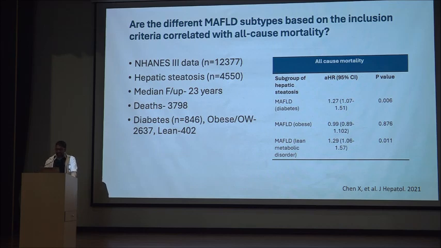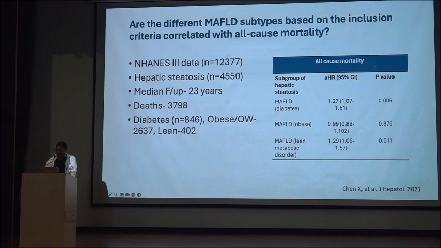So MAFLD itself is a spectrum and it has 3 subtypes. So is MAFLD itself homogeneous as far as the risk for development of future liver-related events is concerned, or is there any difference? This was answered by the National Health and Nutrition Examination Survey data of around 12,000 patients, where hepatic liver fat was seen in up to 4,500 patients, with median follow-up of 23 years. Among these patients, diabetes was seen in 846 patients, obese or overweight in 2,600, and lean was seen in 406.